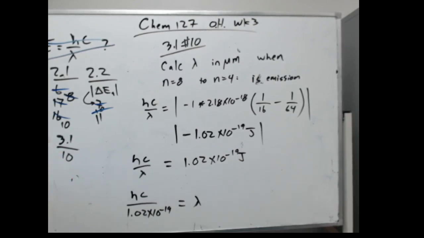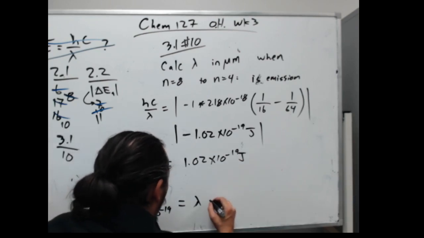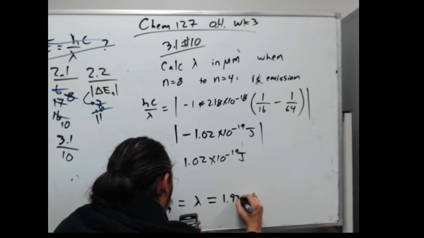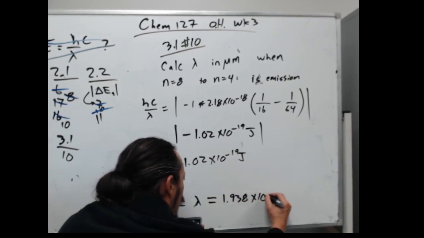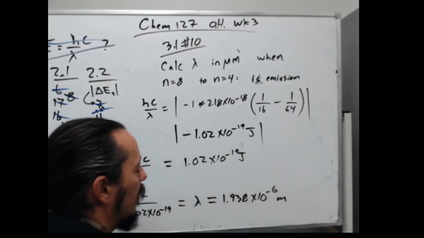So then I just do inverse times 6.626 times 10 minus 34 times 2.99 times 10 to the 8th. And I get a value of 1.938 times 10 to the negative 6 meters.